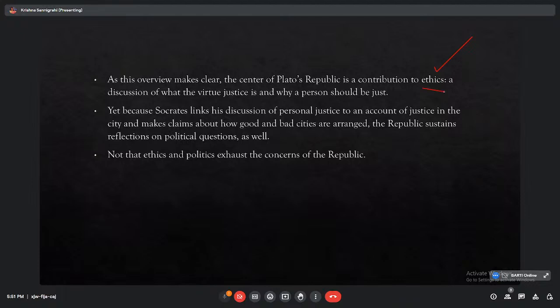Ethics is the study of what is right and wrong in human behavior. The Republic's contribution to ethics is a discussion of what the virtue justice is and why a person should be just. Yet, because Socrates links his discussion of personal justice to an account of justice in the city and makes claims about how good and bad cities are arranged, the Republic sustains reflections on political questions as well.